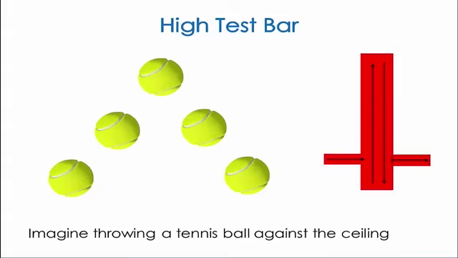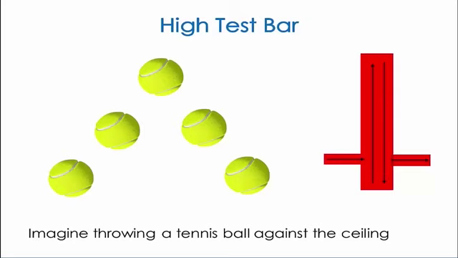Now, looking at that and talking about tennis balls again, imagine you're throwing a tennis ball against the ceiling. You're not going to throw the tennis ball through the ceiling, it's going to bounce off of it. And that's exactly the mirror image of the low test bar. It's not bouncing off the floor now, it's bouncing off the ceiling.